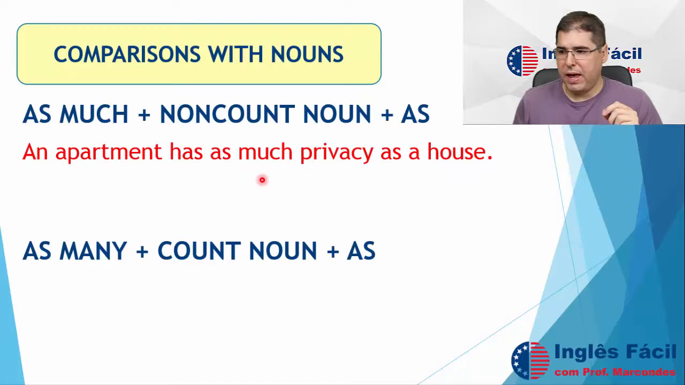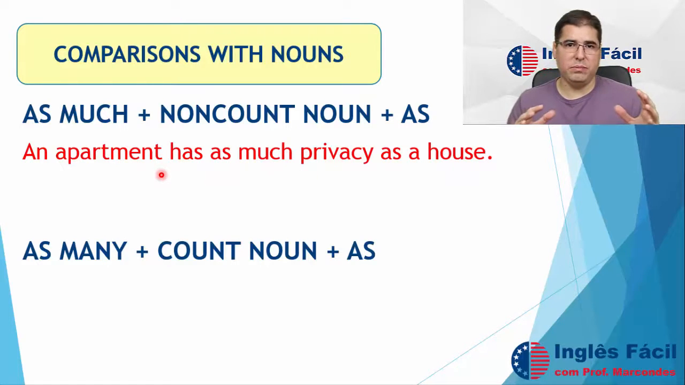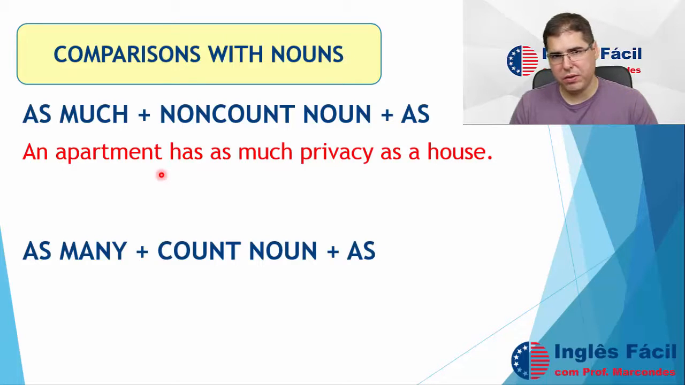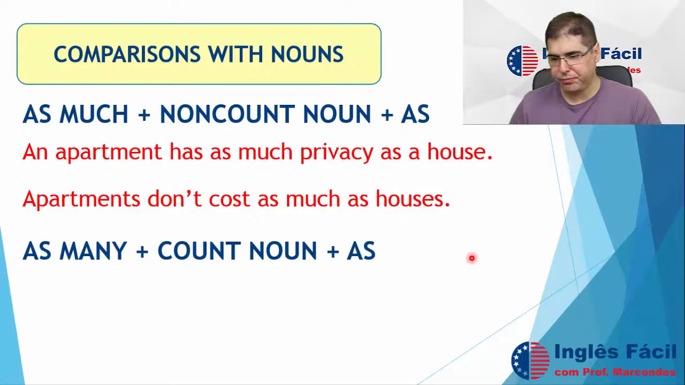Let's see some examples here. An apartment has as much privacy as a house. So this means apartments and houses are both very private, right? So an apartment has as much privacy as a house. So privacy is uncountable. I cannot count privacy. So I use as much privacy as. Okay?